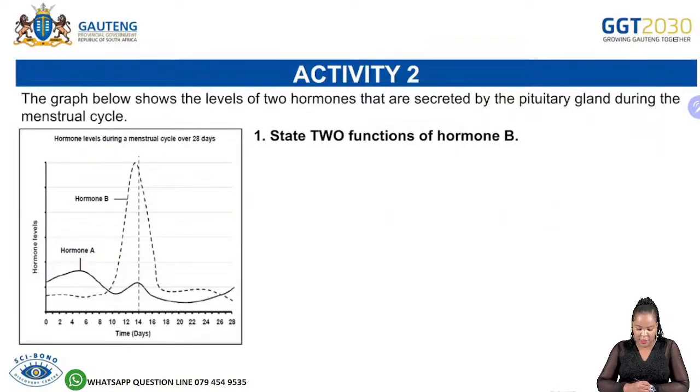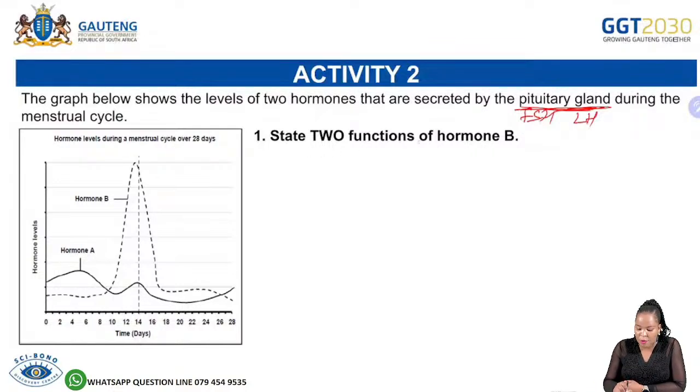Then the second activity. I would like us to do this activity together. The graph below shows the levels of two hormones that are secreted by the pituitary gland. Very important. Remember, we've spoken about 4 hormones, and not all of them are secreted by the pituitary, not all of them are secreted by the ovaries. Now here on this graph, we expect to see 2 hormones that are secreted by the pituitary. At the back of your mind, you already know what those 2 hormones are. That is going to be the ones with the alphabets, FSH and LH. Those are the 2 during the menstrual cycle.